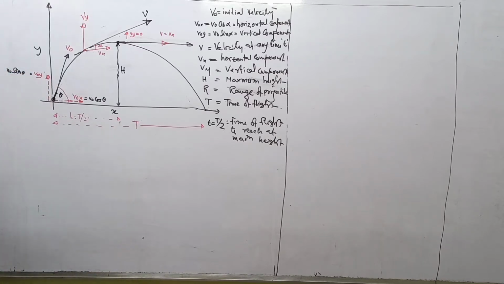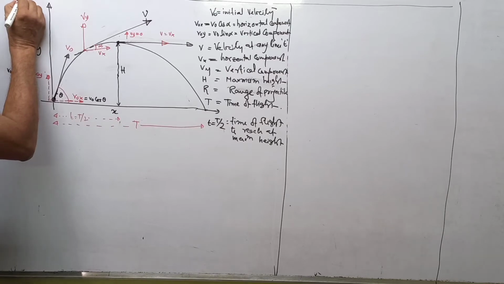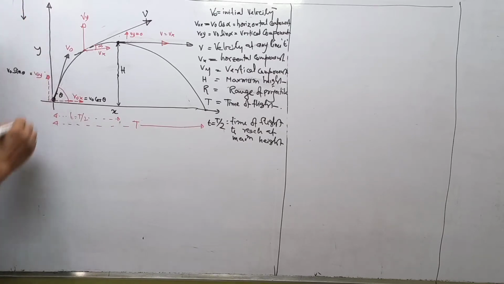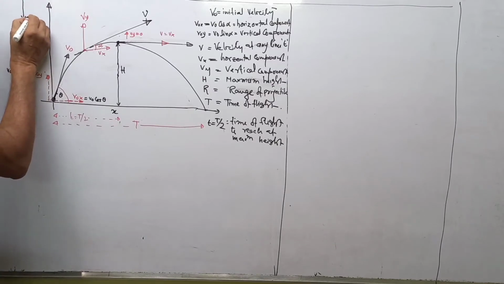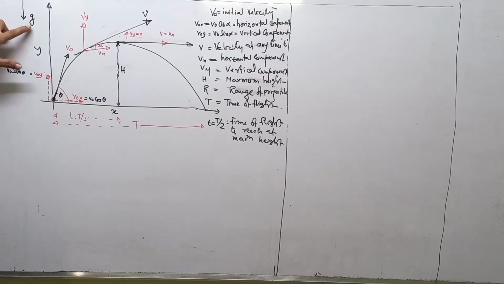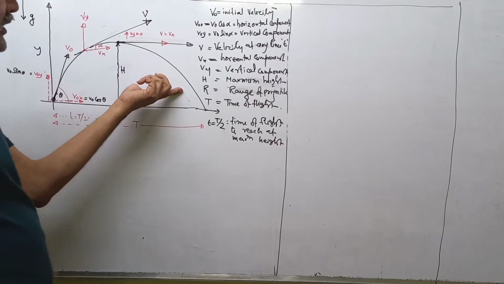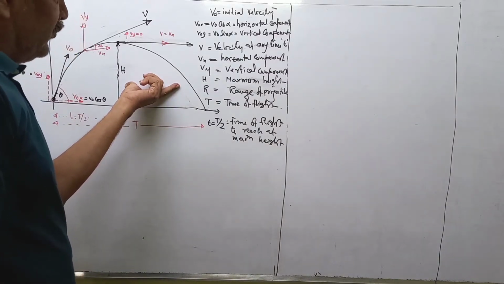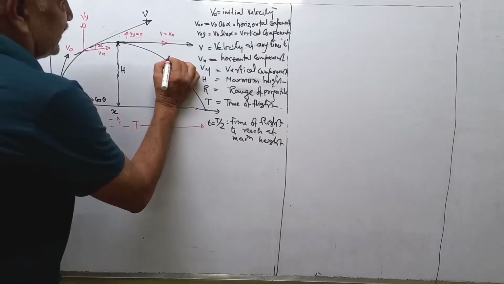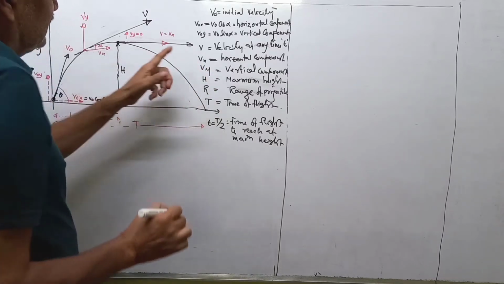Now, one thing is clear to us: in this plane there is a gravitational force exactly downward, and due to this gravitational force there is acceleration due to gravity, denoted by g. In the horizontal direction there is no gravitational force, so the acceleration in this direction is 0.